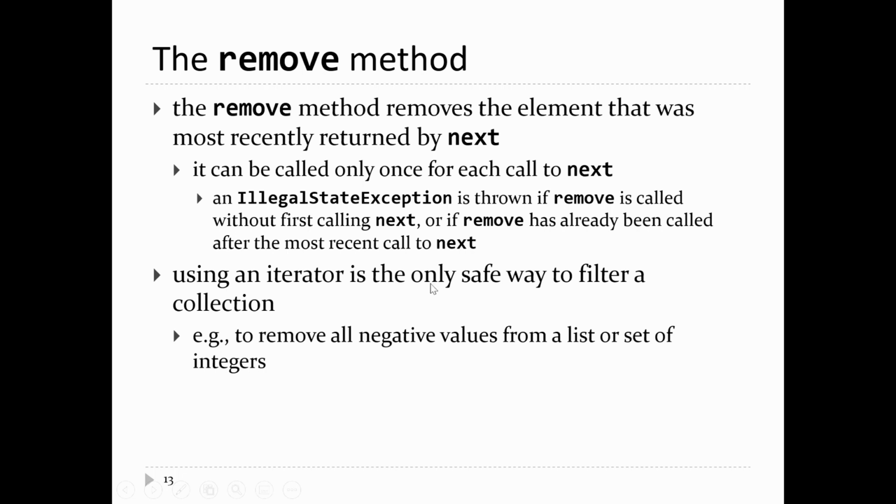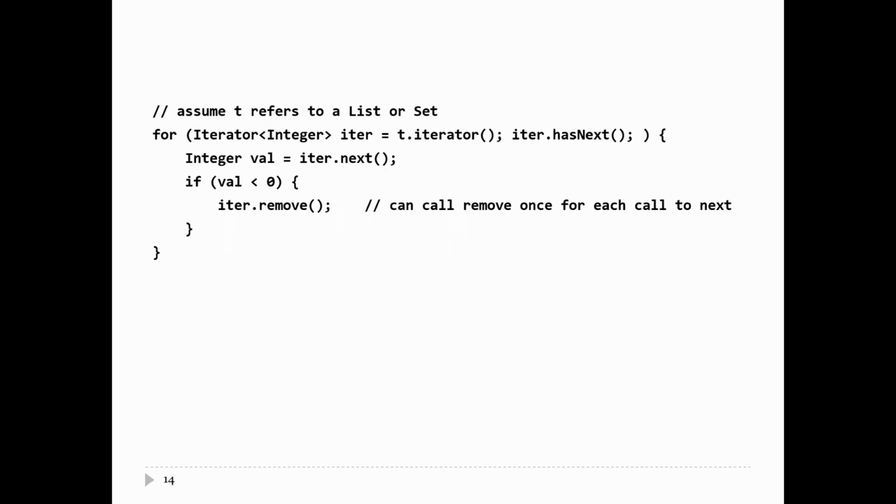Okay, so when you loop over a sequence and remove elements based on the value of an element, that's called filtering a collection. For example, if you want to remove all the negative values from a list or set, you can write the following code. I've got a list or set t. You create an iterator over the set or list just by calling the iterator method. The loop continues to run as long as the iterator has another element to visit. So that's where you use hasNext.